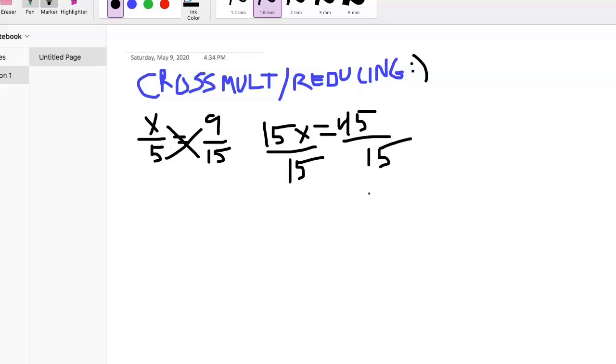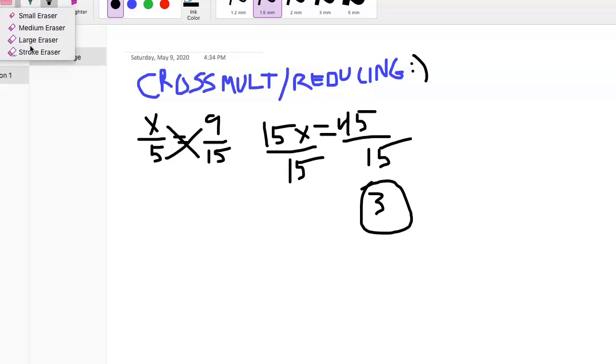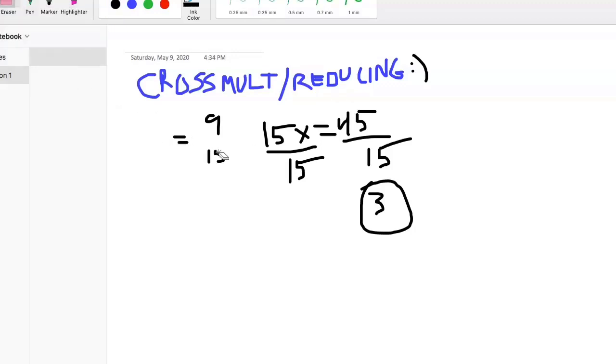And 45 divided by 15 is a 3, right? 15 times 3 is 45. 45 divided by 15 is 3. So there's one, that's how we do the cross multiplying.